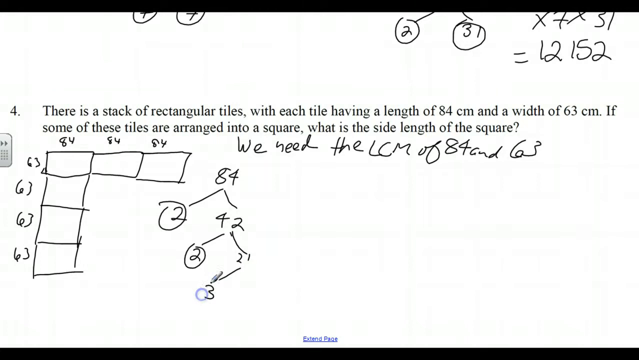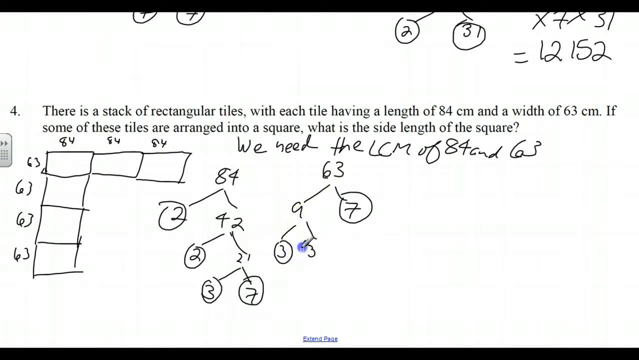And 21 is 3, which is prime, times 7, which is prime. And 63, here I'm going to do one. It's 9 times 7. And 7 is prime, but 9 is 3 times 3. So 3 times 3 times 7.